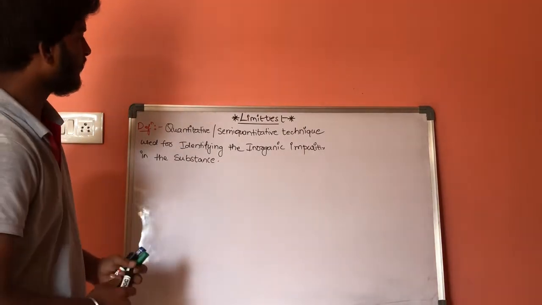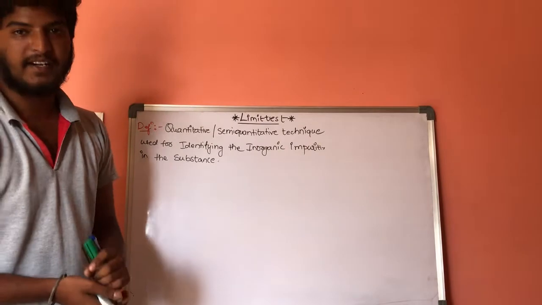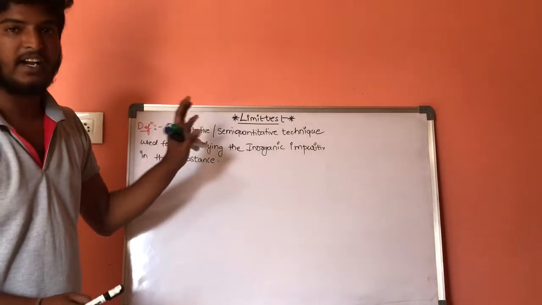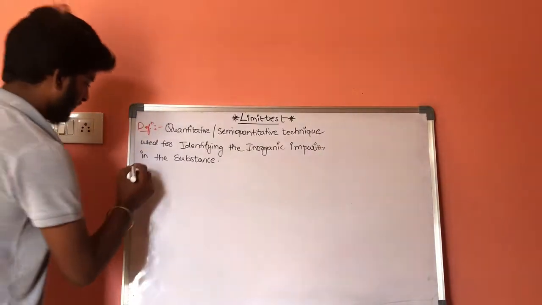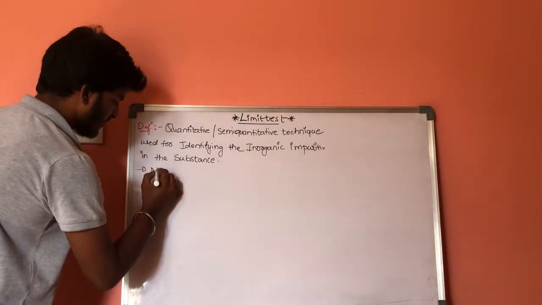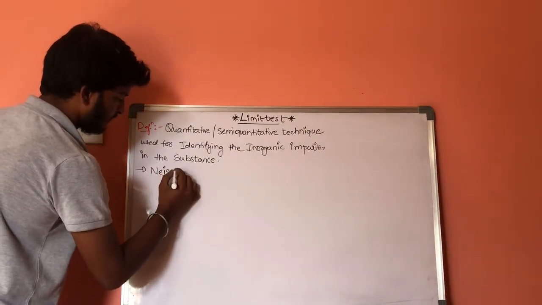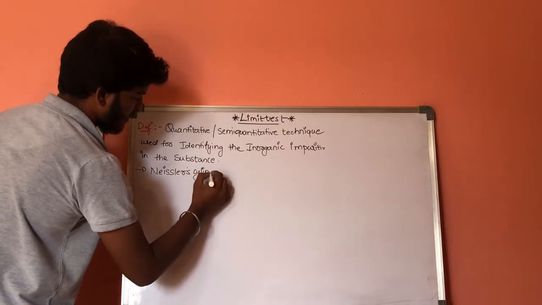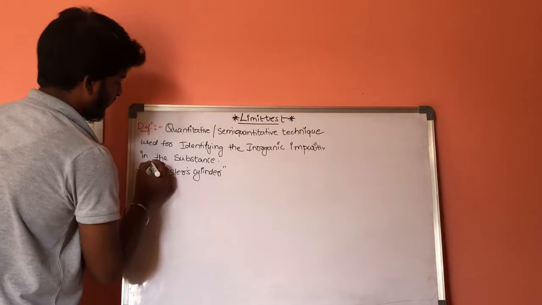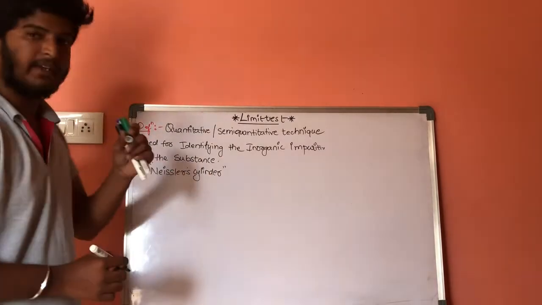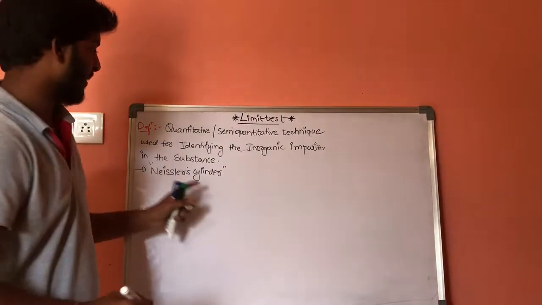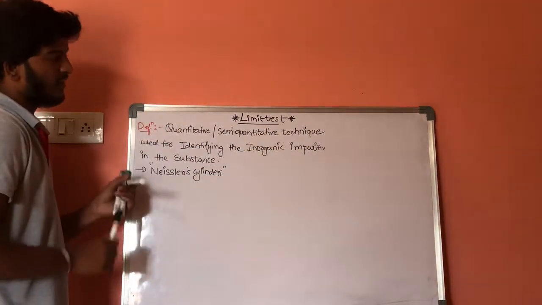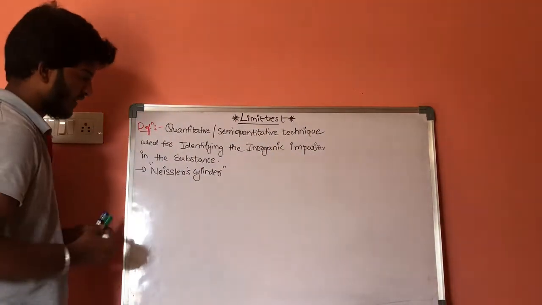Now, what are the apparatus which are required for conducting limit test? It requires Nessler cylinders. Nessler cylinder is one of the most important apparatus which is required for conducting the limit test. How does this Nessler cylinder look like?